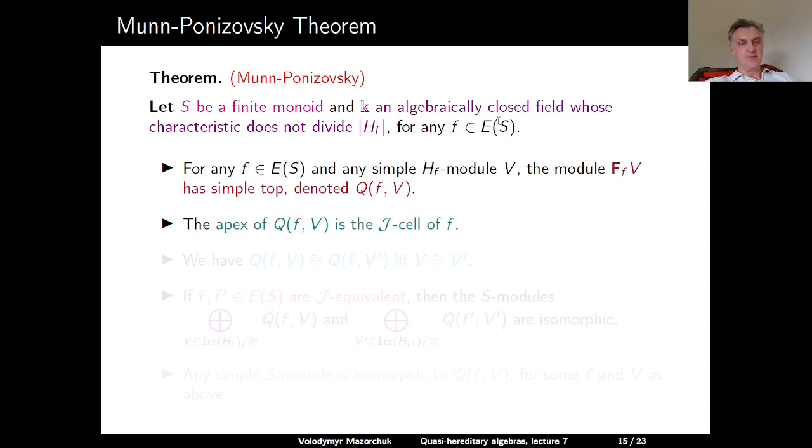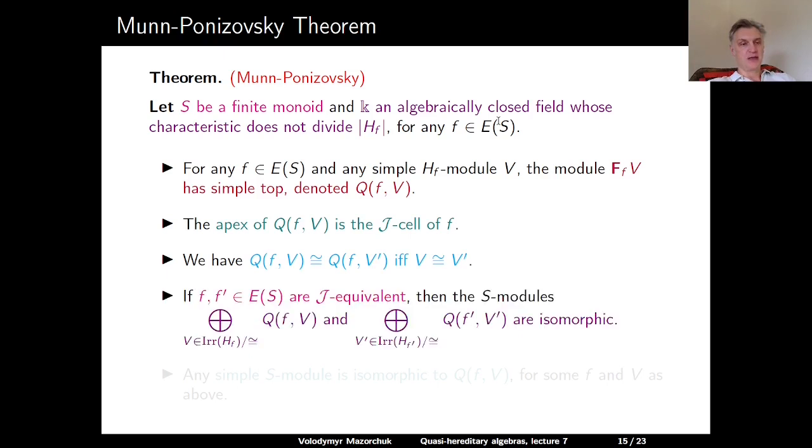The apex of this simple module is the two-sided cell which contains F. Next, two modules QF,V and QF,V prime are isomorphic if and only if V is isomorphic to V prime. So here V and V prime are simple HF modules.